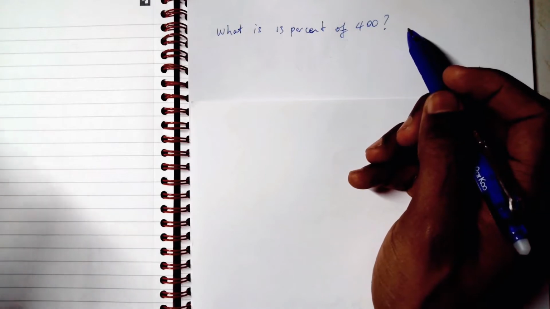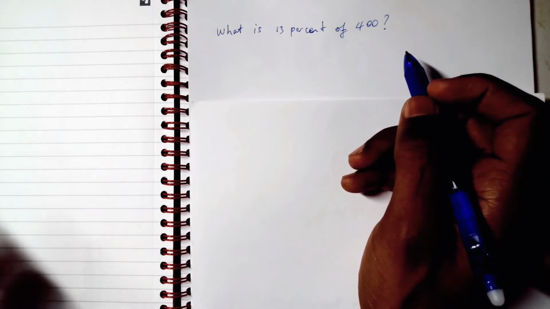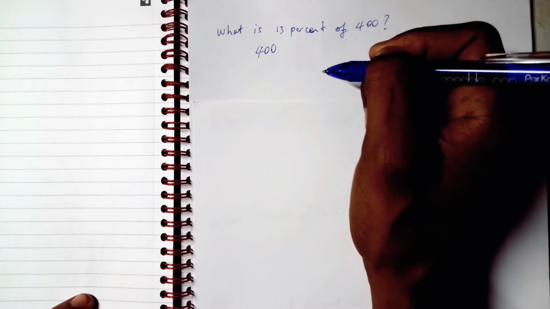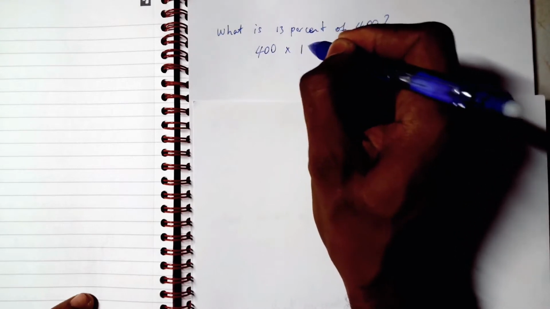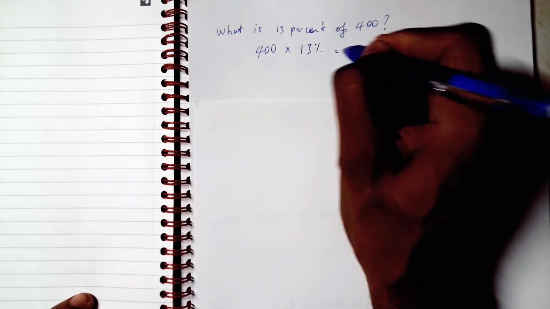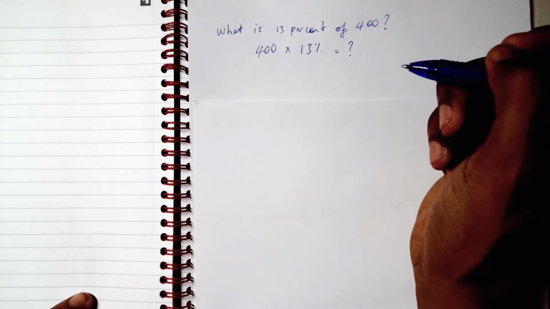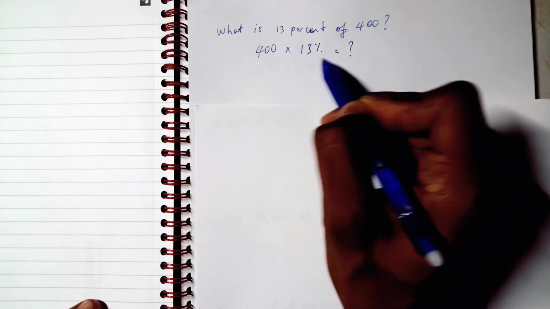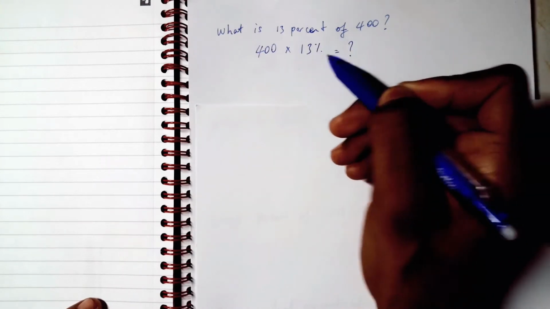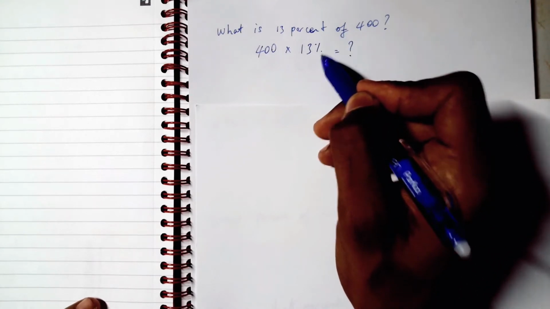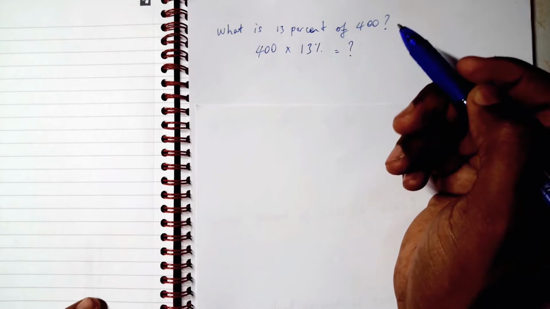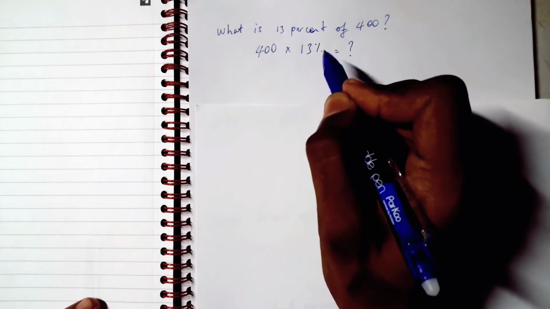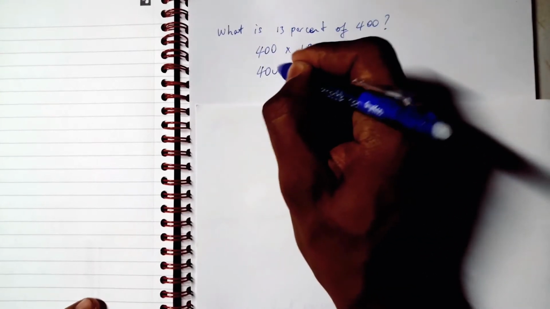Whenever we're doing percentages, there's always a basic setup. We have the number that we want the percentage of, multiplied by the percentage itself, equals some value we don't know. We can proceed only if we convert the percentage to a decimal, because we can't do anything with it as it is. We must convert this to decimal by dividing the number by 100. When we divide 13 by 100, we get 0.13.